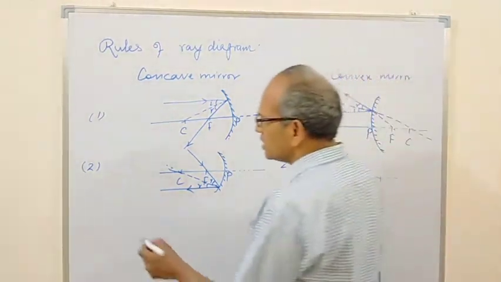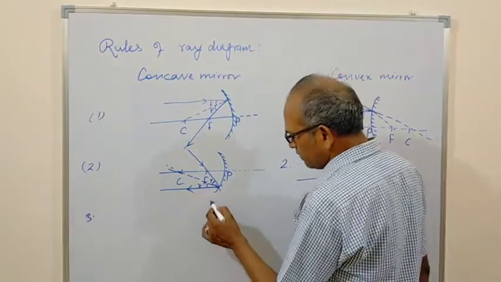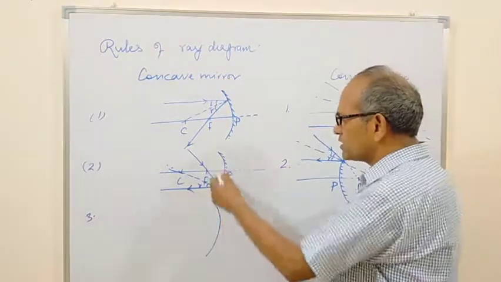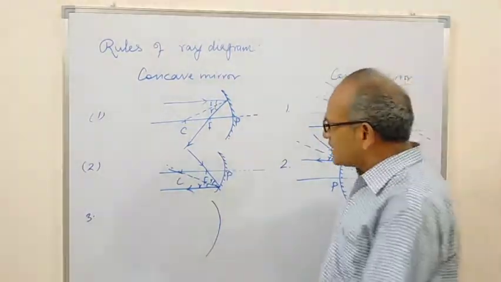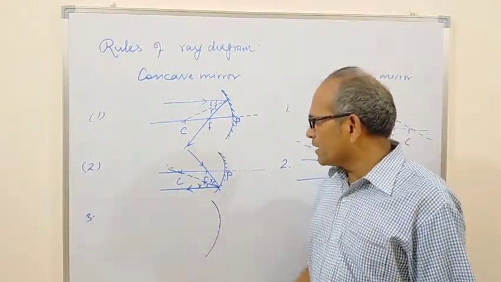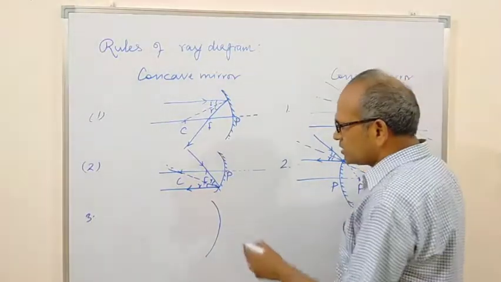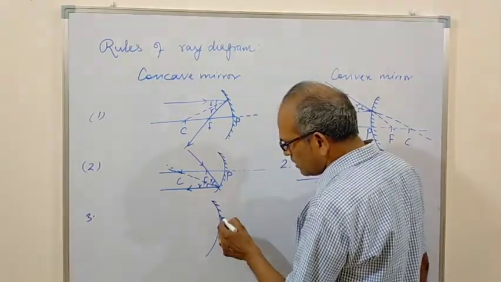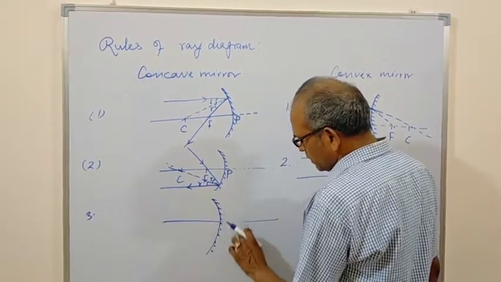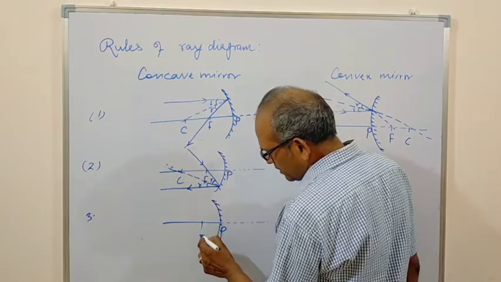Third rule, what is the third rule? The rule is: a ray of light which is incident such that it passes through the focus of a concave mirror becomes parallel after reflection. Now the next rule is this: what if it is incident at the pole of the concave mirror?